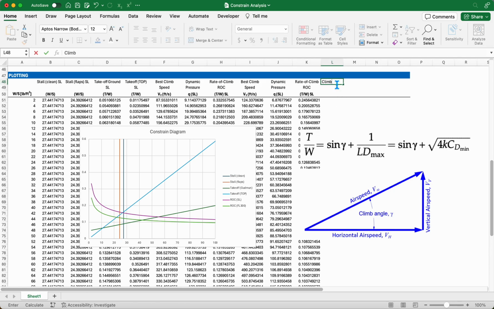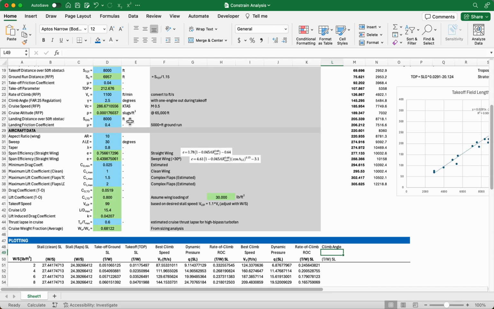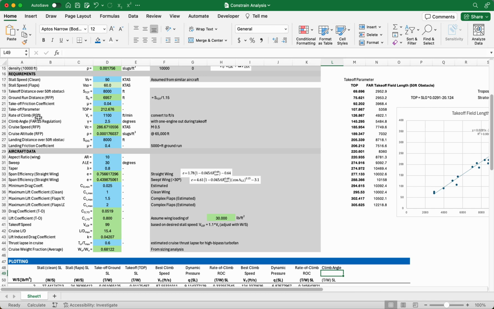So let's put climb angle. And it's going to be sea level conditions. So I'm going to do thrust to weight ratio, sea level conditions. Do I have a climb angle requirement up here? Climb angle. So yeah, for whatever applicable regulation, I haven't double checked if this is correct, but for gamma, let's just say it's 2.5 degrees.